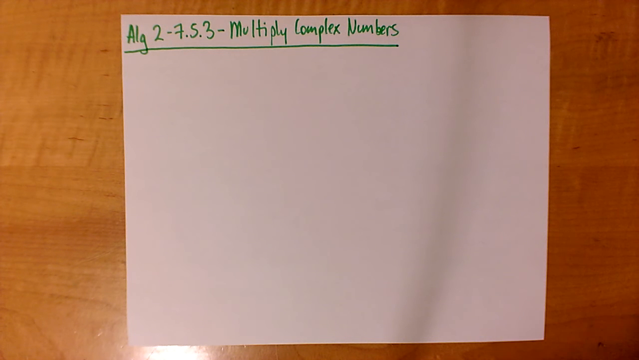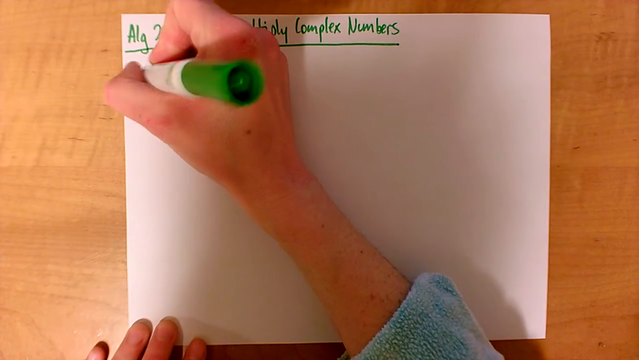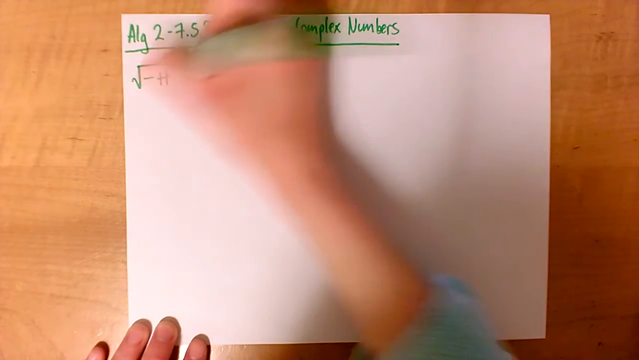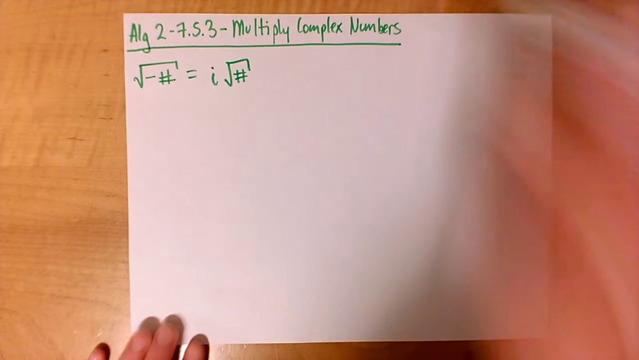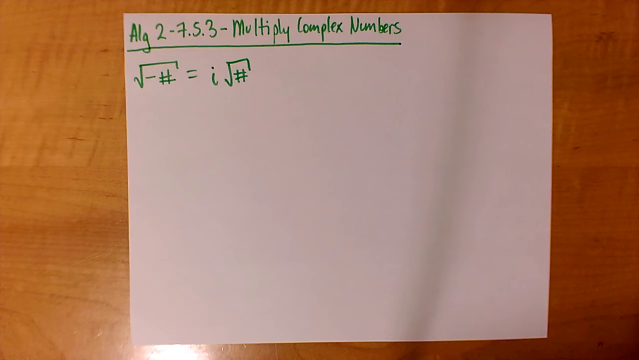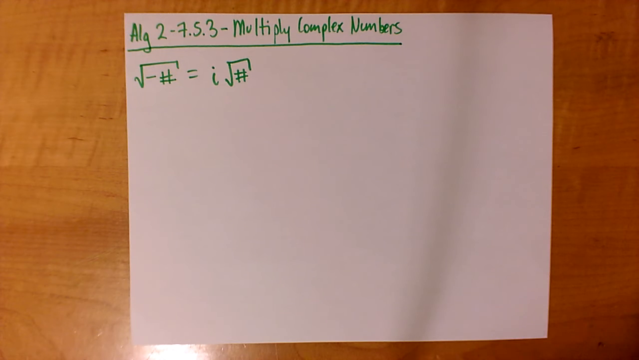So a few things to remember. Whenever you're multiplying imaginary numbers, or complex numbers rather, any square roots of a negative number are going to turn into i and then the square root of that number. So anytime you have the square root of a negative number, you always want to pull your i out first and try to simplify that square root as much as you can, and then go about your multiplication. And then there are a few other things that we can talk about.